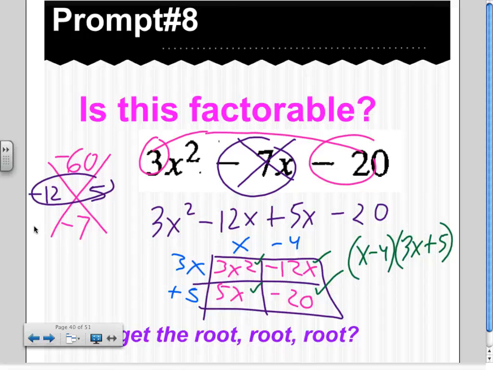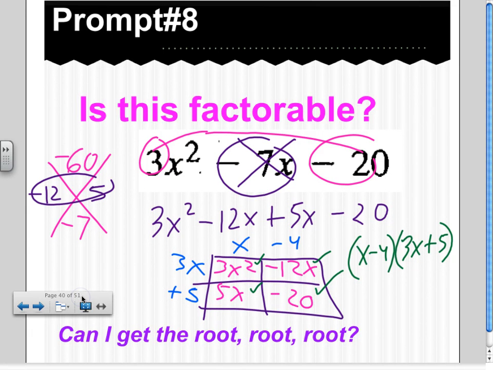I do have another question here, and we'll come back and answer that later. But the question is, can I get the root? No, of course not. Well, we'll get back to that. Just relax, relax.